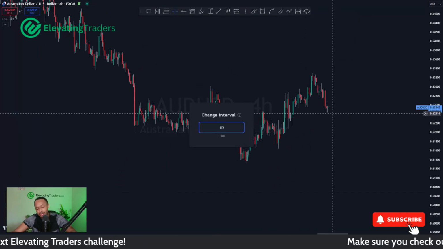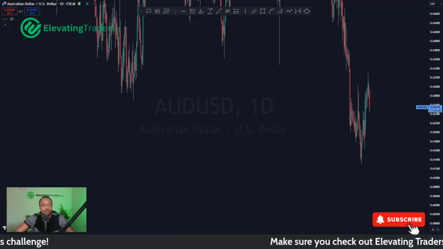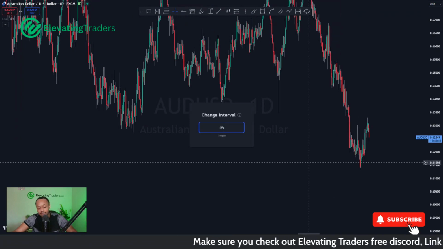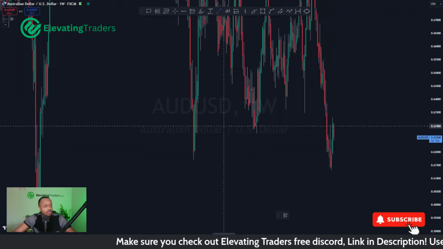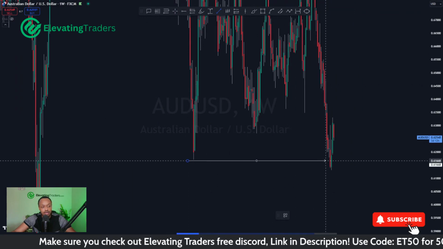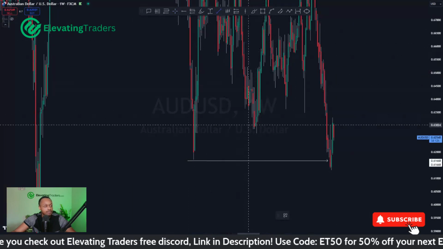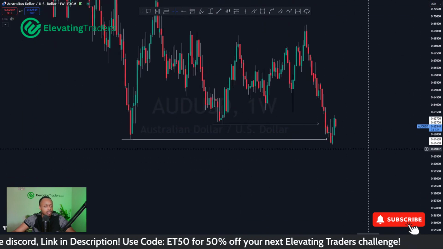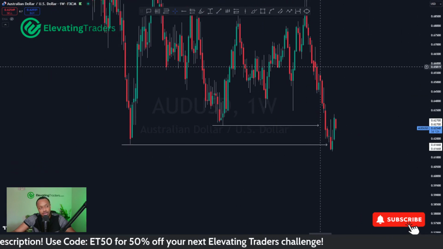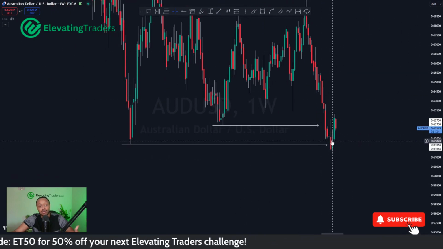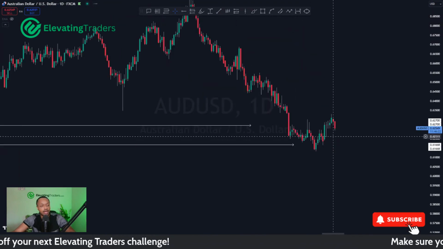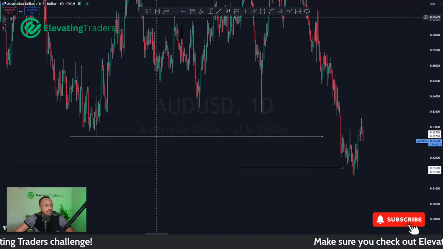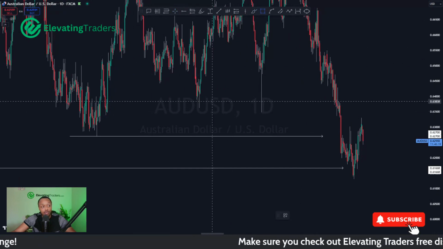I'm still looking for a bit bigger of a pullback for Aussie dollar. Again, as I've been mentioning, we've taken out some really key lows on the daily, weekly charts here. So we've taken out that low there. We've taken out this low here as well. So I'm not really interested in shorting Aussie dollar at these prices. We've had a really big drop over the past few weeks. Now it's time to see a bit of a pullback. And it looks like we are seeing signs of that happening. It's just we haven't seen much of one yet.